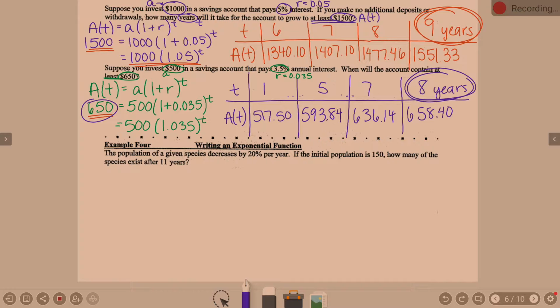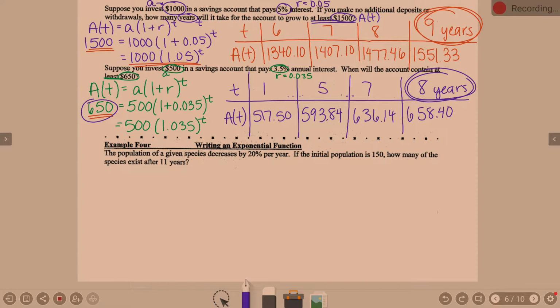Example 4, we're being asked to write an exponential function. And then we're actually going to have to solve it, or use it. So, the population of a given species decreases by 20% per year. If the initial population is 150, how many of the species exist after 11 years?